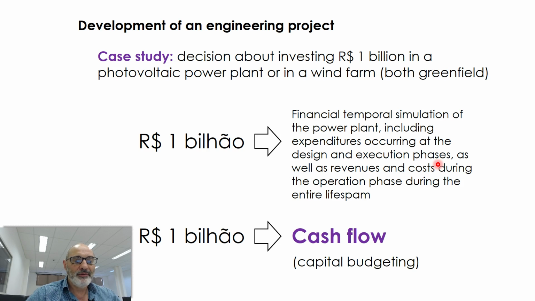Okay, so everything that you're going to spend before commissioning, you're going to include in this calculation, as well as the revenues and costs during the operation phase of the entire lifespan of our power plant. Okay, so we're going to do a financial simulation. And from this financial simulation, we're going to construct these econometric parameters, which will help us decide where to invest.